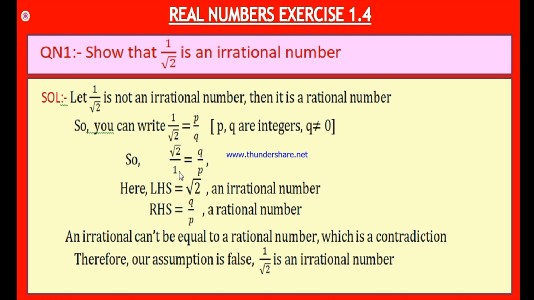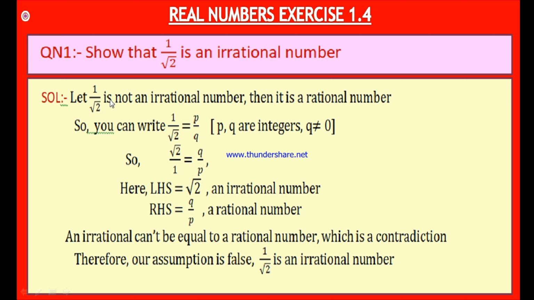Now if you observe this equation, LHS is an irrational number and RHS is a rational number. But we know that an irrational number cannot be equal to a rational number. Why? Because if a number is irrational, then it should not be rational. And if a number is rational, then it should not be irrational. Therefore, an irrational number cannot be equal to a rational number, which is a contradiction. Then what is wrong? Our assumption is wrong, our assumption is false.